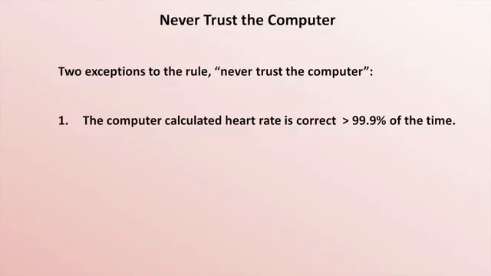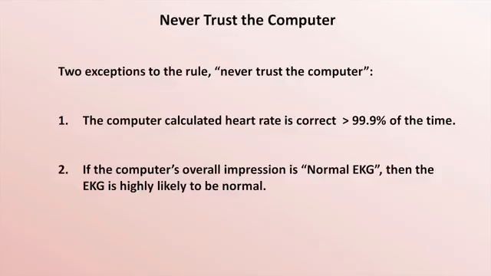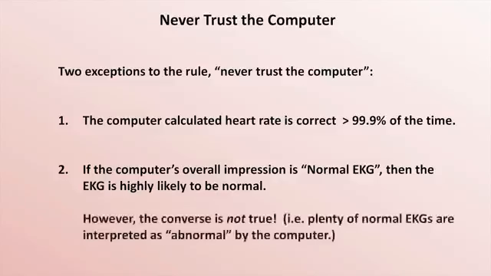The second exception is that if the computer's overall impression is, quote, normal EKG, then the EKG is highly likely to be normal. The converse of this, however, is definitely not true. That is, there are plenty of normal EKGs that get interpreted as abnormal by the computer. Particularly common errors of this type are for the computer to state a patient has a junctional rhythm when it's really sinus with unusually small P waves, or it comments on the presence of ST or T wave abnormalities which are actually within the range of normal.